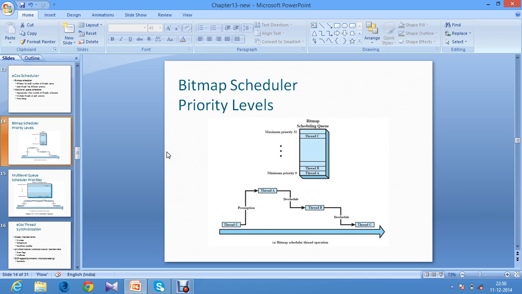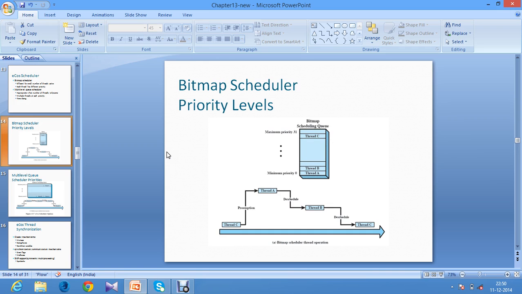Bitmap scheduler priority levels. A bitmap scheduler supports multiple priority levels, but only one thread can exist at each priority level at a given time. Scheduling decisions are quite simple with this scheduler. When a blocked thread becomes ready to run, it may preempt a thread of lower priority.